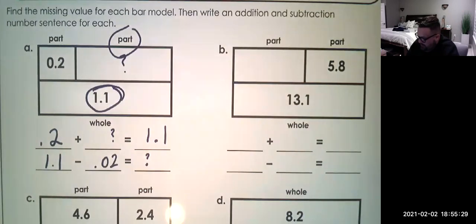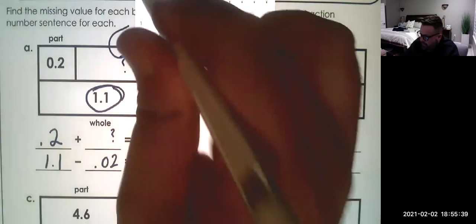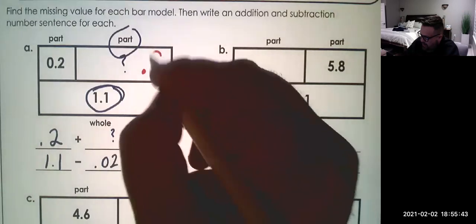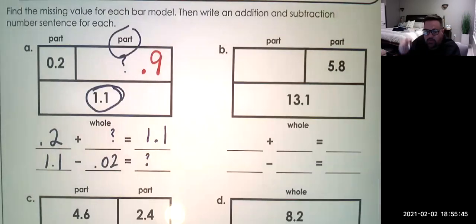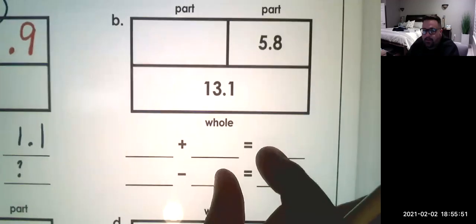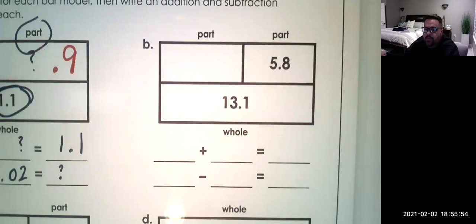So I hope you guys can see that if you have 0.2, if you had 0.8, that would get you to one whole, right? And you've got to have one left over. So your answer would be 0.9. 0.9 would be the part. So you're going to put in 0.9 for your answer to A. All right, take a second, pause me, and I want you to work out part B on your own. Do it now.